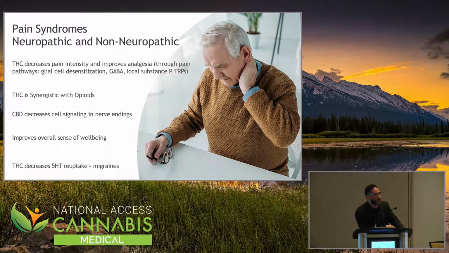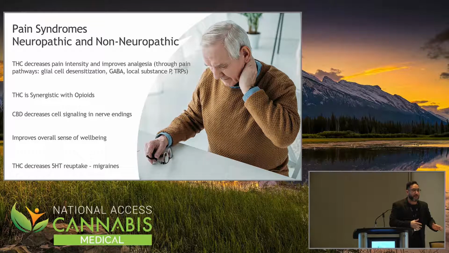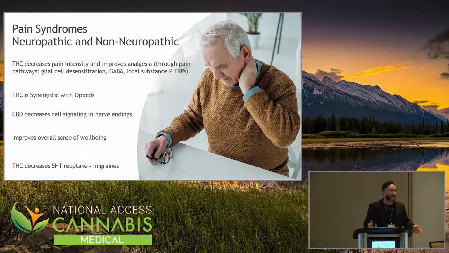Cannabis versus opioids. If you've ever taken opioids, they make you go to sleep. They bring you inwards. They make you recluse. You lose your friends. You lose your job. You want to stay home. You don't want to talk.